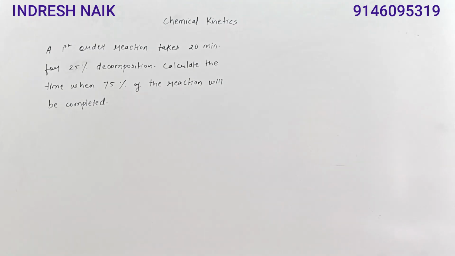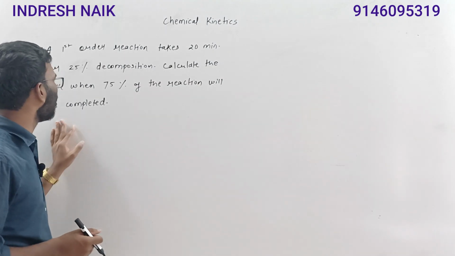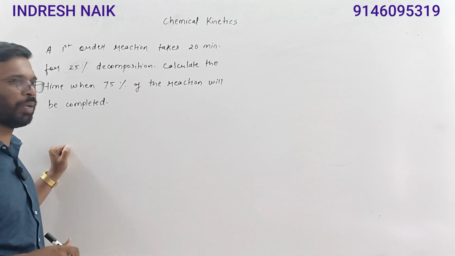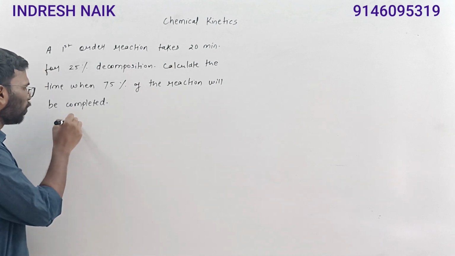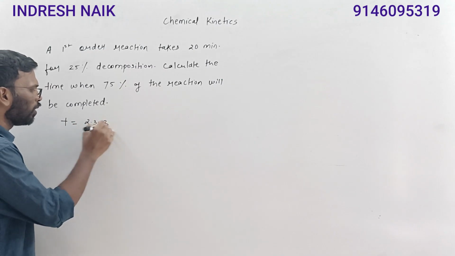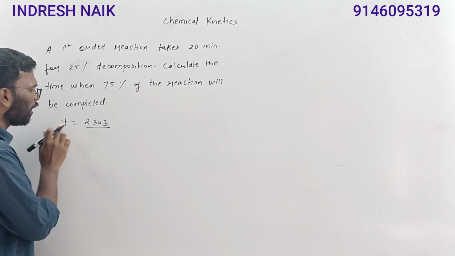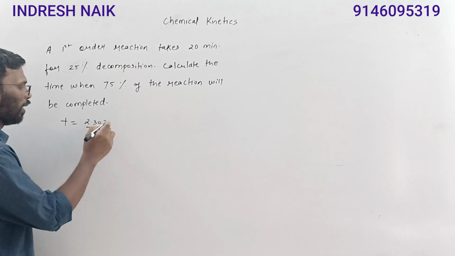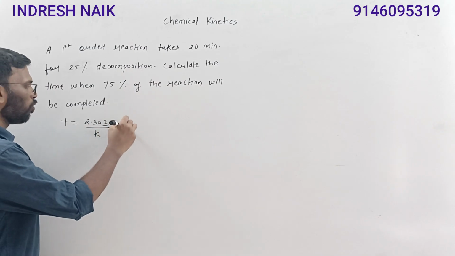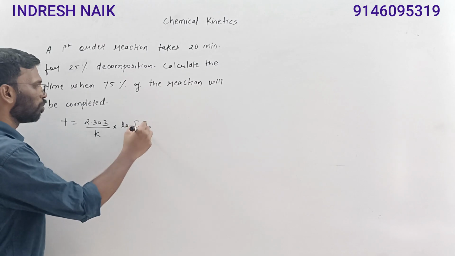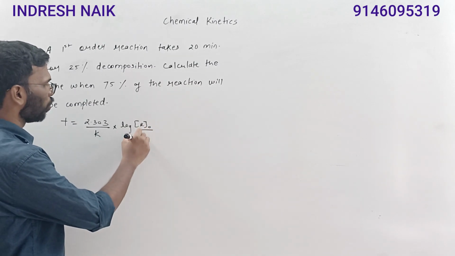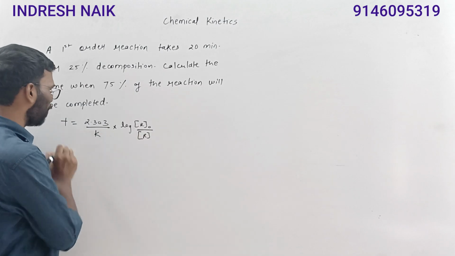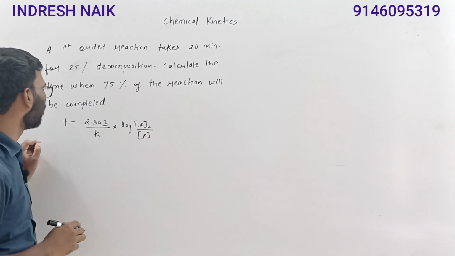Okay, this question is also based on a first order reaction. The question asked is: a first order reaction takes 20 minutes for 25% decomposition. Calculate the time when 75% of the reaction will be completed. The formula you will be using for the time is t is equal to 2.303, same formula, only we take t over here and k over here. If I want to find a rate constant, I'll take k over here and then find t. And this is log of R0, the concentration of the reactant at 0 time, and R is the concentration of the reactant at time t, right? This is what the formula is.